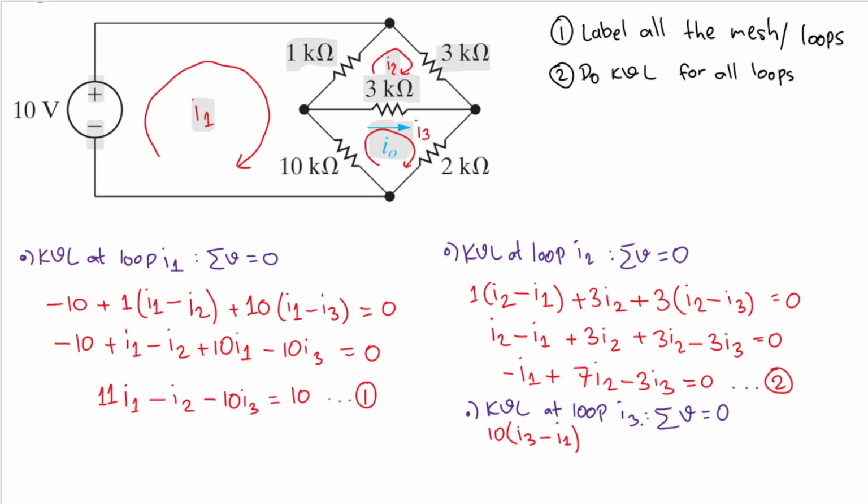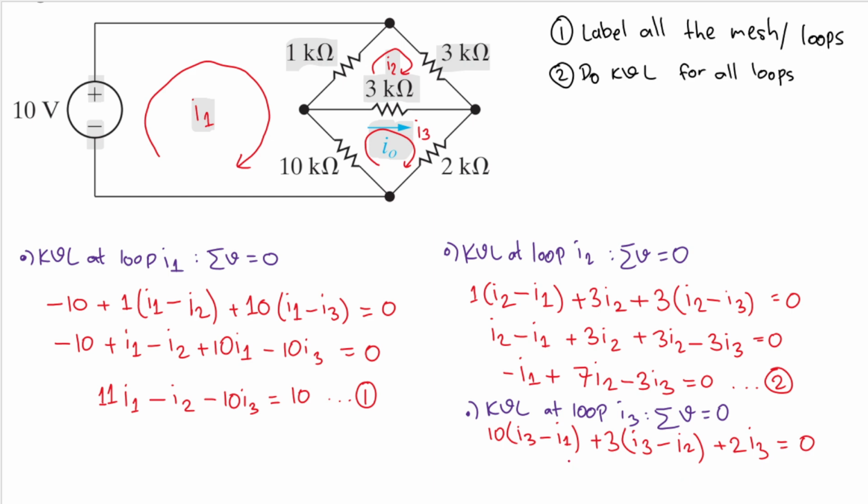Good. And then what else? Plus, we will have this 3 kilo ohm. But now we are working on I3, so I3 came first. So we'll have I3, then minus I2. Okay, and then this 2 kilo ohm, so I will have plus 2 kilo ohm, right? And the only current that passed through it is I3, so I will have I3. And all of that will equal to 0.